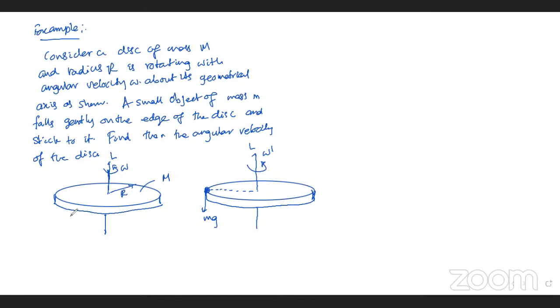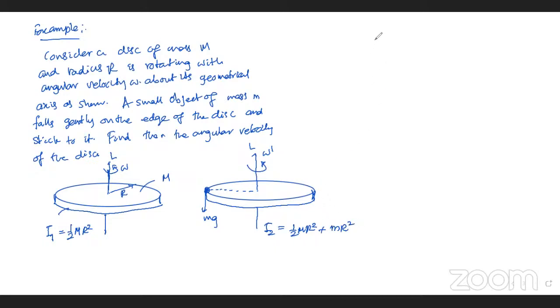Hi, let's see how we can do this. Now, the moment of inertia of this disk is what? Let's say it is I1, equal to half M R square. It's a disk. And the moment of inertia of the second system: the moment of inertia of the disk will not change, but another mass m is attached at a distance R. Then its moment of inertia is m r square.